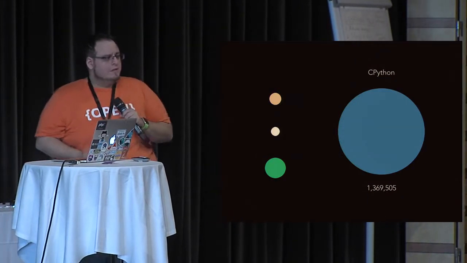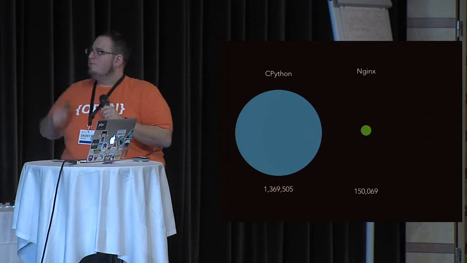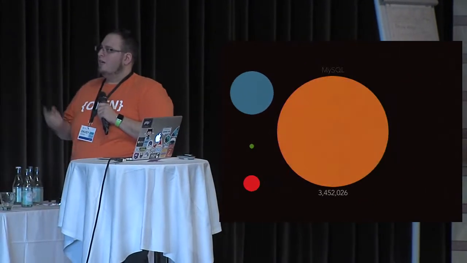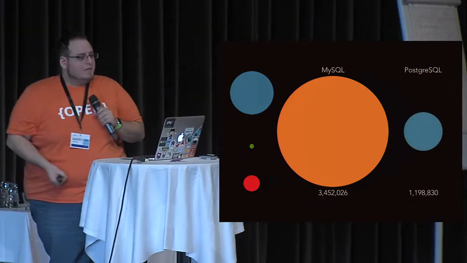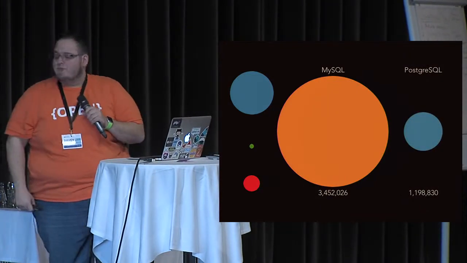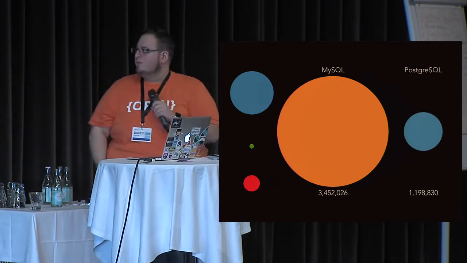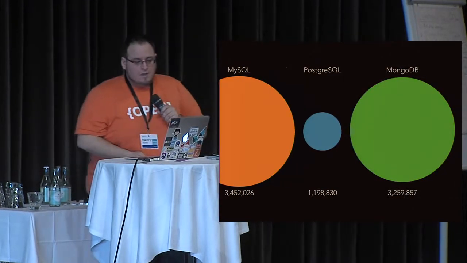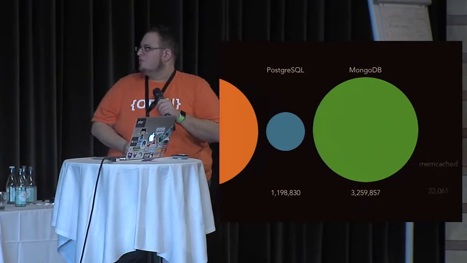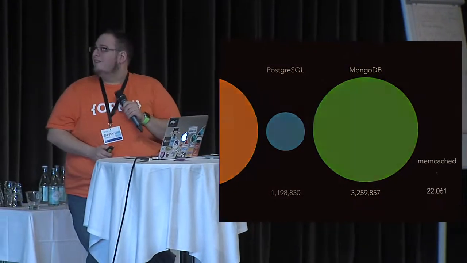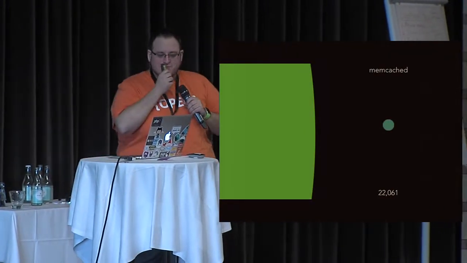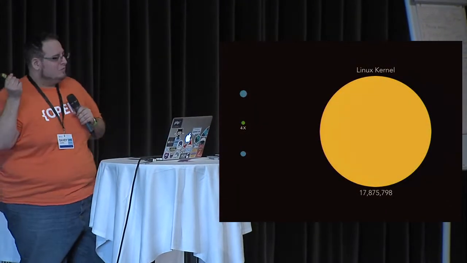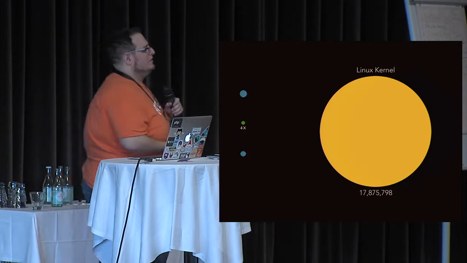A lot of code. You have a web server, it might be Nginx, 150,000 lines of code, or Apache is 500,000. Databases, MySQL, 3.5 million lines of code. Postgres, 1.2 million. If you're web scale, Mongo, 3.2 million. Memcache, 22,000 for scale. But we run those on top of Linux, which is 17 million lines of code for the kernel.